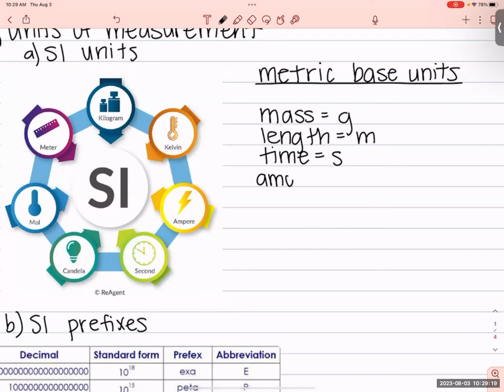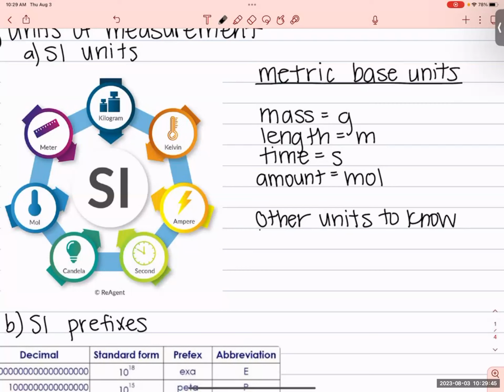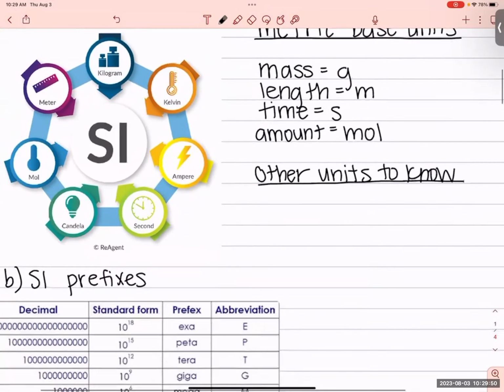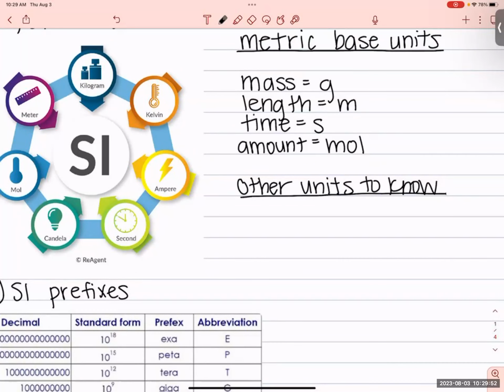And for amount, the base unit is a mole, mol. We'll learn more about moles a little bit later, but just know that it is a unit of measurement. Temperature units, typically we don't use them as bases. There are actually lots of other units that we'll encounter in the class. Units for pressure, units for other things. We'll use multiple base units for things like density.